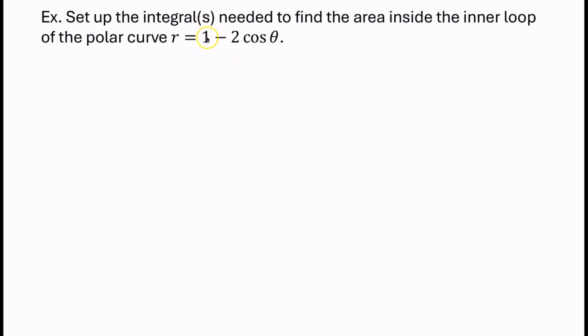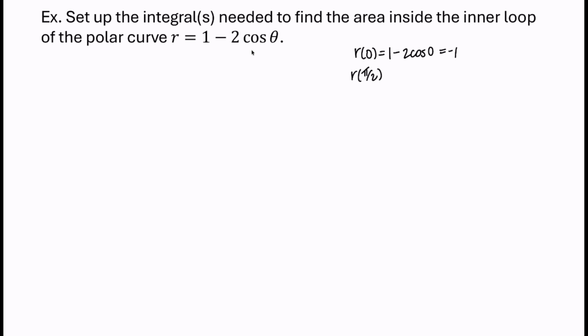The value of A is less than the value of B, so it's going to create that hole in the heart, so it's going to create an inner loop limacon. And so to graph this, I'm going to go ahead and plug in my quadrantal angles to help me generate the graph. So if I substitute in 0, I'm going to get 1 minus 2 cosine 0. Cosine of 0 is 1, so 1 minus 2 is negative 1.